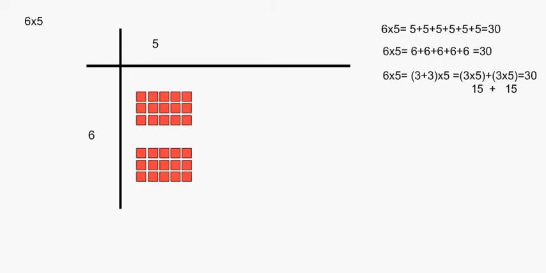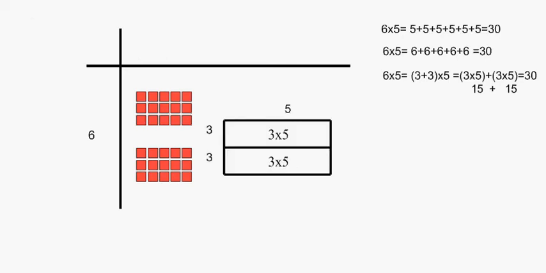And visually, we have our 1, 2, 3, 4, 5, 6 rows of 5, and we're going to break it down into 3 groups of 5 and another 3 groups of 5. So this is a subtotal of 15, this is a subtotal of 15, and the two 15s together give us our 30. So there's our visual way of partitioning our question.